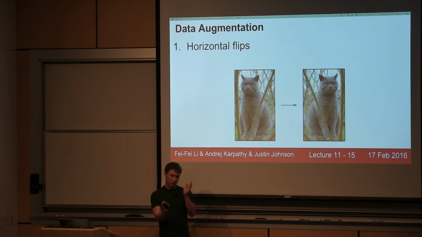So the easiest form of data augmentation is horizontal flipping. If we take this cat and we look at the mirror image, it should still be a cat. And this is really, really easy to implement. In NumPy, you can just do it with a single line of code. Similarly easy in Torch and other frameworks. This is really easy, very widely used.